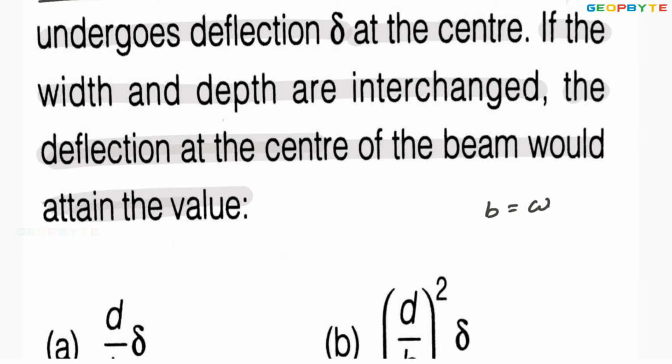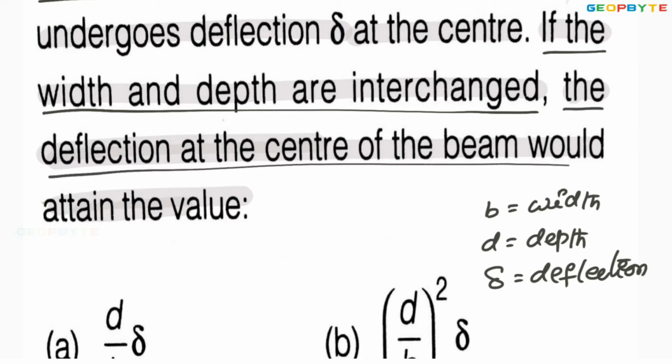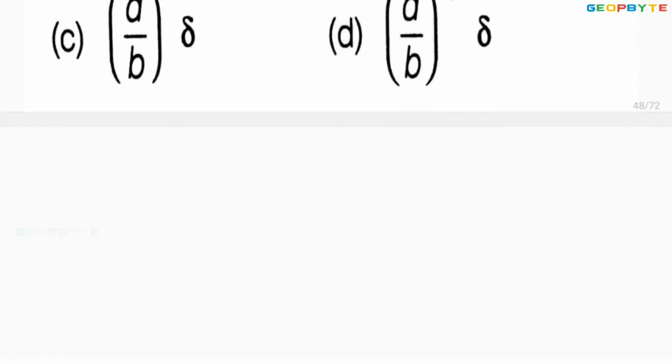B equal to width, D equal to depth, delta is given as deflection. What is it asking? If the width is replaced by depth and depth is replaced by width, the deflection at the center of the beam would attain what value? Let us take a separate page.